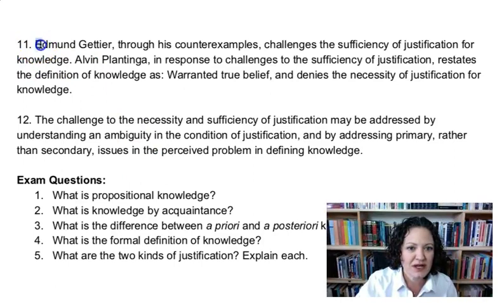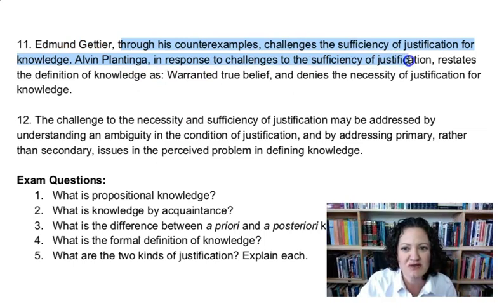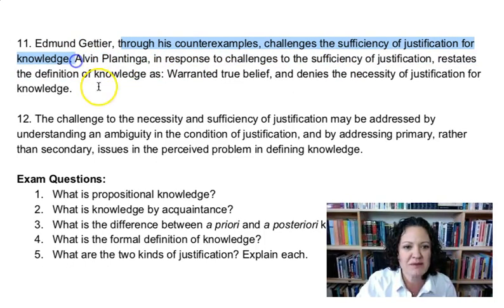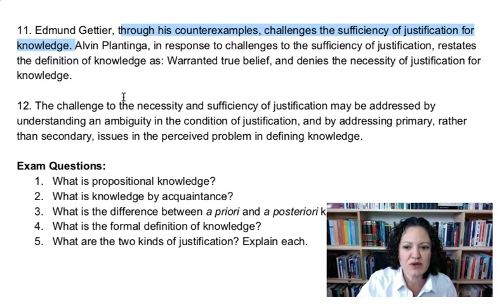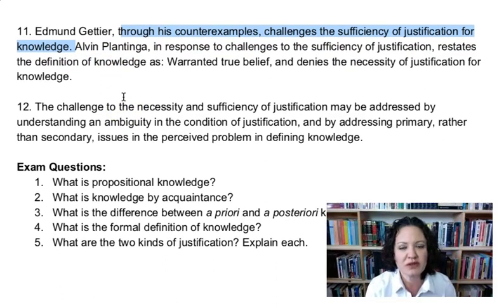Edmund Gettier, he gives a lot of counterexamples. So Edmund Gettier, through his counterexamples, challenges the sufficiency of justification for knowledge. Edmund Gettier wrote a little paper called Is Justified True Belief Knowledge? And in this paper, he says knowledge is justified true belief, but there are problems with this definition. And he gives what are called Gettier examples. They've come to be called Gettier examples. If you Google history of the Gettier examples, you can find hundreds of these.